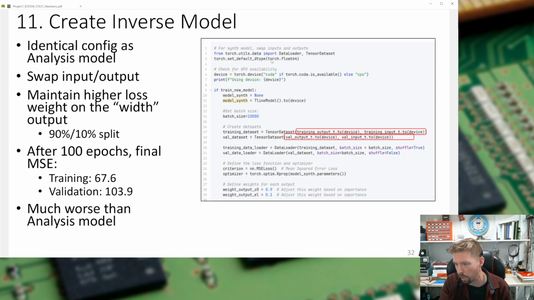Went 90% on characteristic impedance, 90% on trace width, and 10% weighting on the electrical length and physical length output. The MSE was a lot higher here. 67 was the final training MSE.